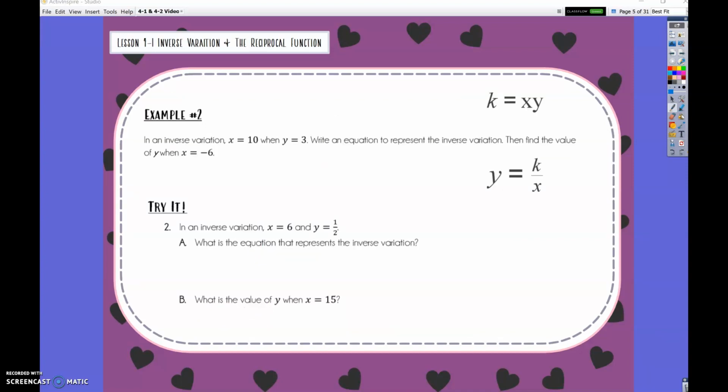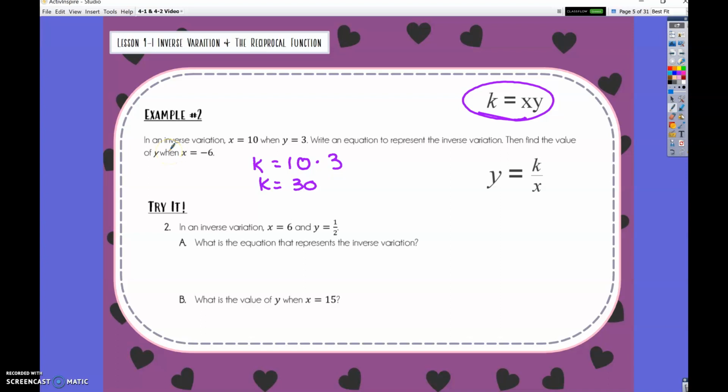Now looking at example 2, they say if x is 10 when y is 3, write an equation to represent the inverse variation. So I'm going to use this idea. I know the x and the y, so I would say, hey, 10 is x times 3 is y. That means my k value is going to be 30. That is the constant we always need to reach.